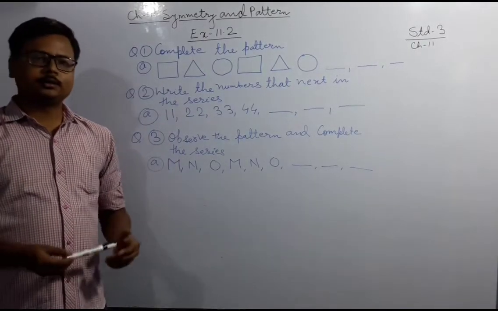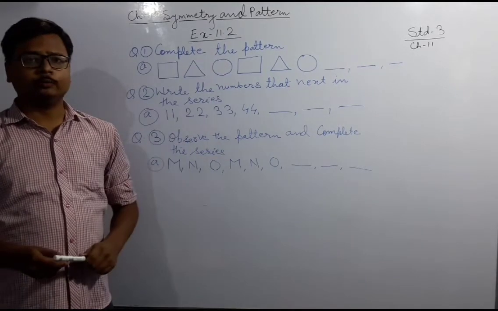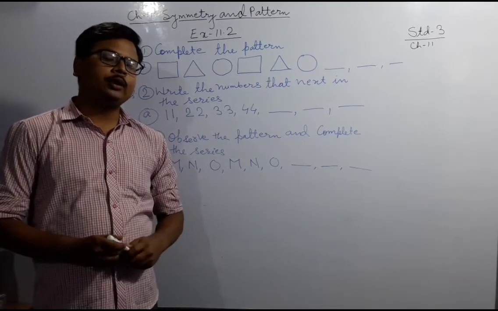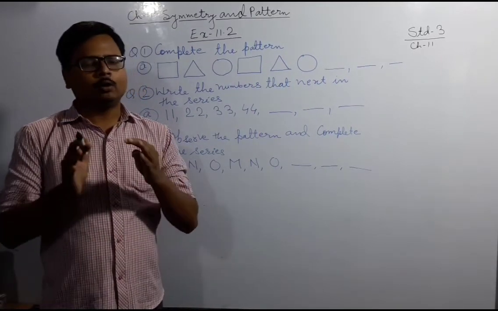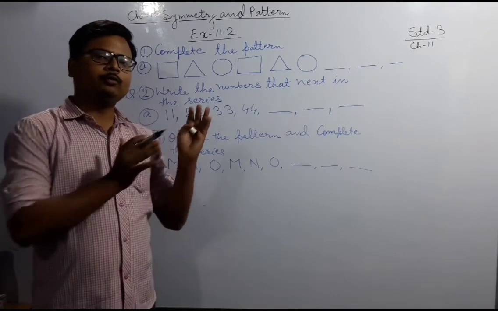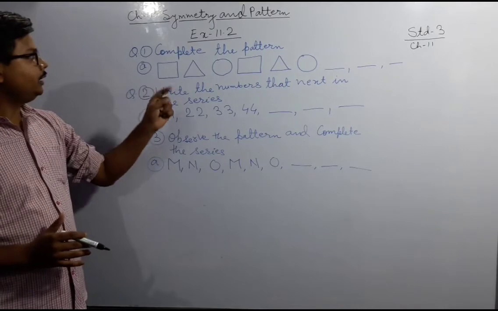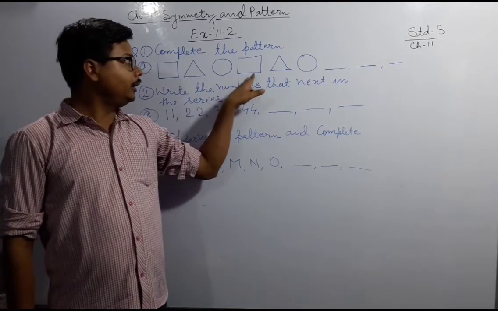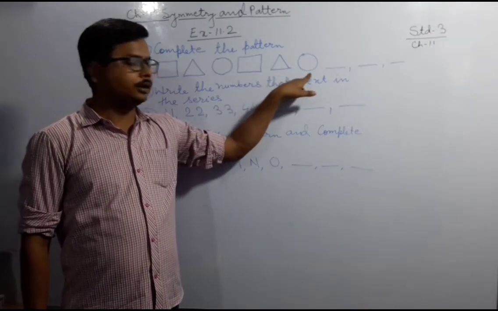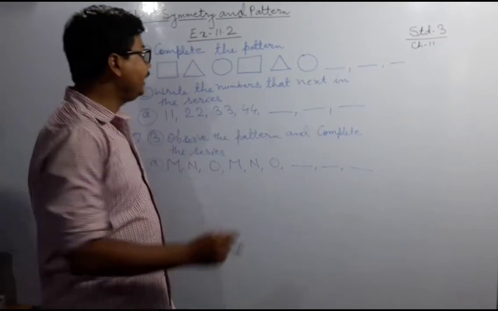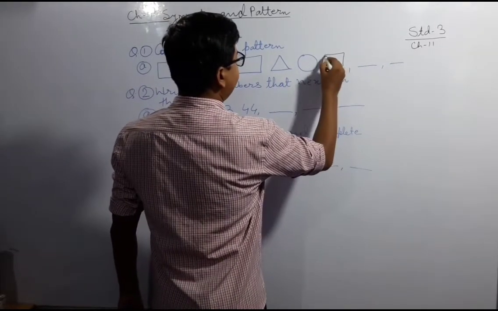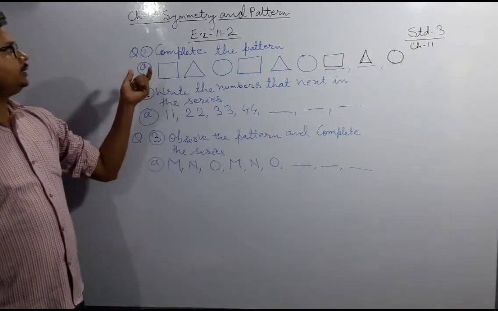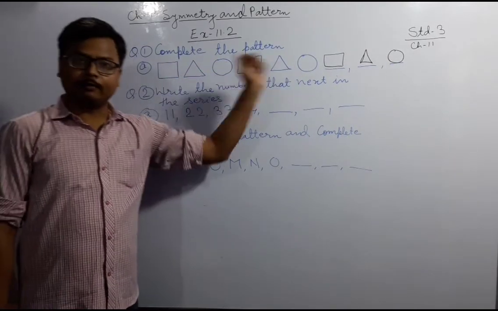Okay students, now let us start exercise 11.2. As you can see here, I have written the question: complete the pattern. What we have to do, as I have explained to you different kinds of patterns, according to those patterns, you have to solve these questions. You can see here, square, triangle, circle. Again, square, triangle, circle. So what will be the next? Again you will write square, triangle and circle. So this is how to complete the pattern according to the given pattern.